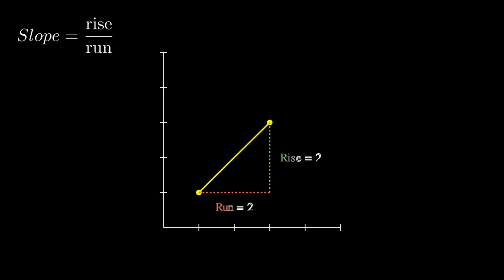Let's calculate an example. If the rise is 2 and the run is also 2, then the slope will be m equals 2 over 2, which is equal to 1. This means the line goes up 1 unit for every unit it moves right.